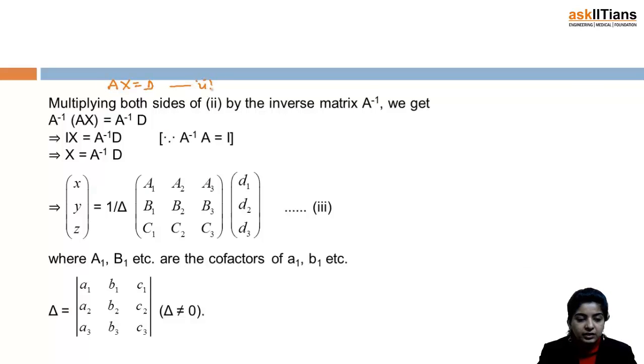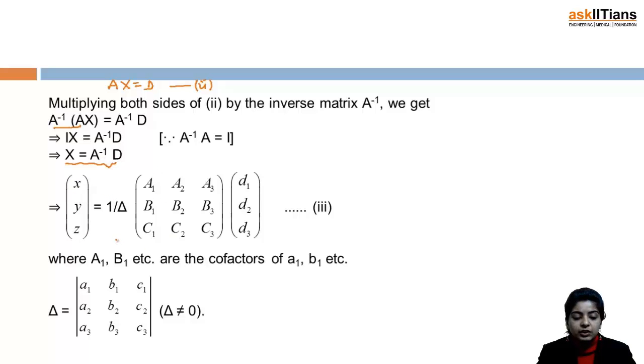So if I multiply this equation on both sides by A inverse, then what I get is A inverse into AX would be equal to A inverse into D. This gives me A inverse into A, we know is identity. So IX equal to A inverse D, which means X equal to A inverse D. In fact, this is giving you the solution of that system. This X was, if you remember, the matrix of variables. So we have x, y, z equal to A inverse D.